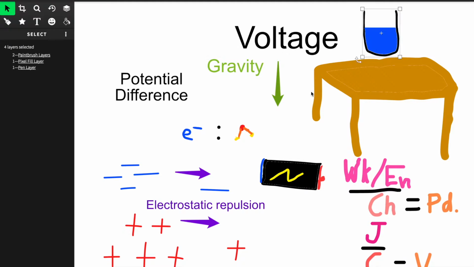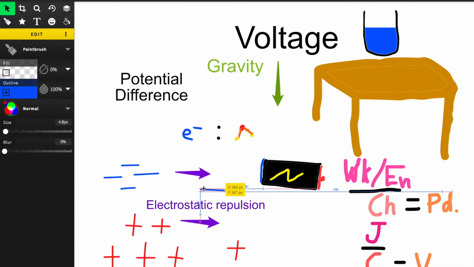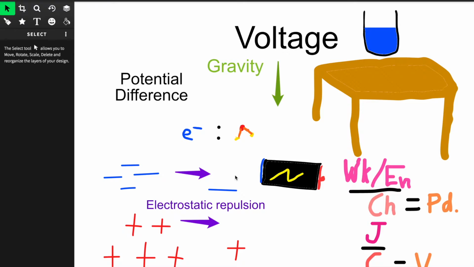In the same way, if you transfer an amount of energy to this electron by putting it in a place where it doesn't want to be, by using energy and doing work against the force of electrostatic repulsion, then you are giving this electron an amount of energy. Now, the amount of energy that you're giving it is called its voltage, its potential difference.